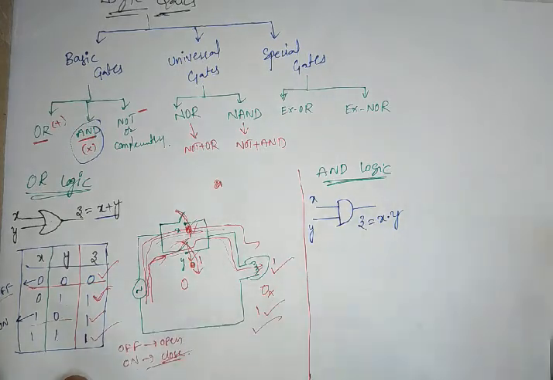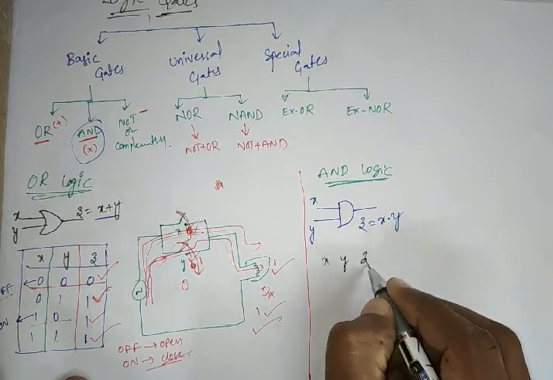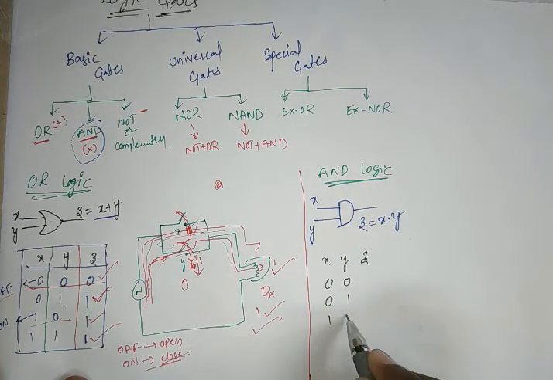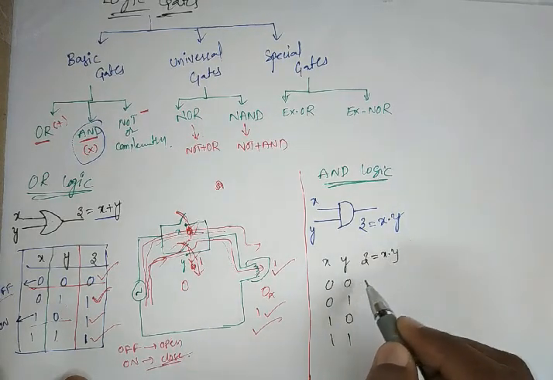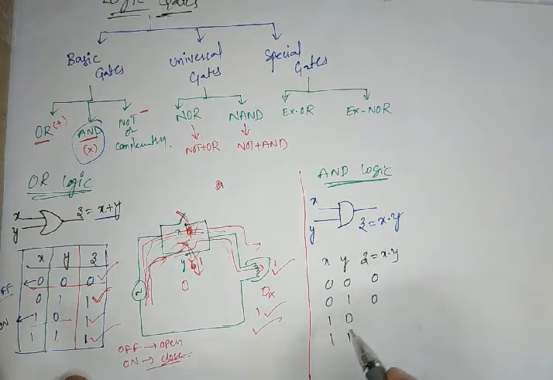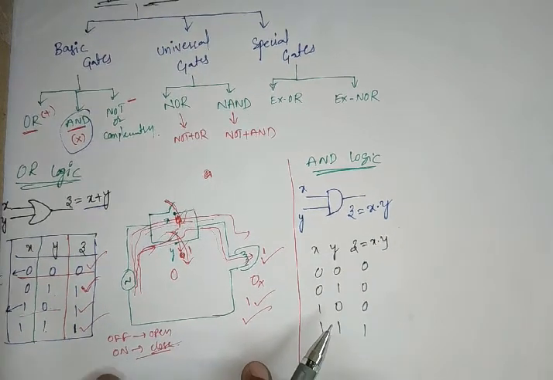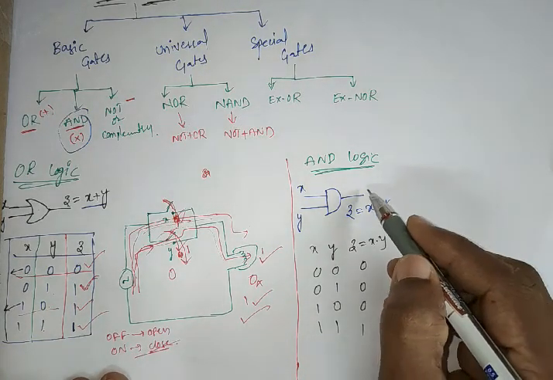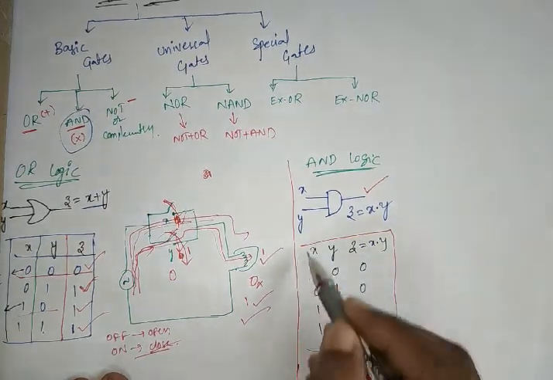Again, the truth table for the AND logic: X, Y are inputs, Z is the output. Same 2-bit input combinations: 0 0, 0 1, 1 0, 1 1. So Z is equal to X into Y: 0 into 0 is 0, 0 into 1 is 0, 1 into 0 is 0, 1 into 1 is 1. For this truth table we are going to design a switching circuit. How to represent that switching circuit? This is the symbol for the AND logic, and this is the truth table for the AND logic.